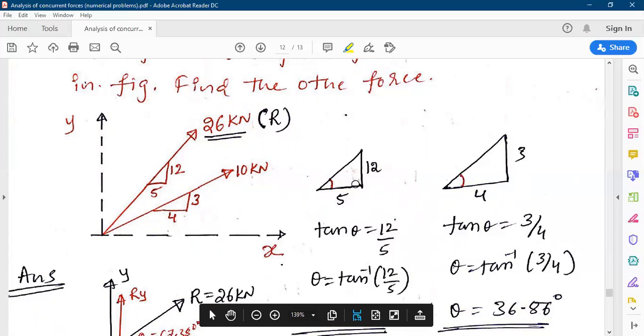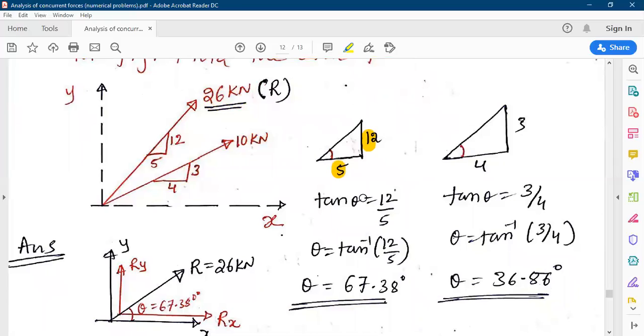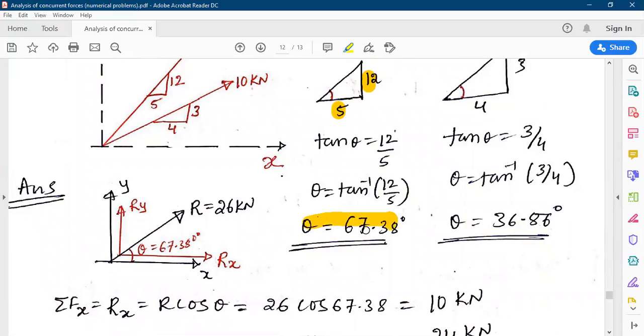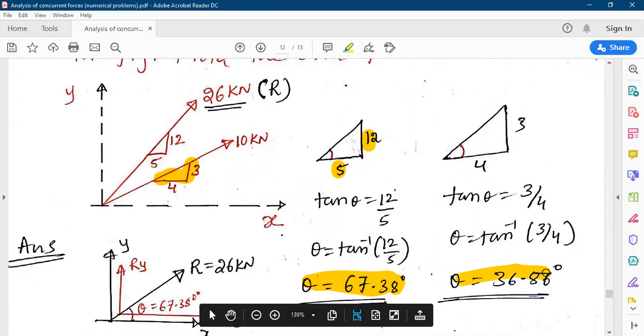So theta for the resultant force. You can get this triangle from the slope. Here this is the opposite side and this is the adjacent side. Tan theta is equal to opposite by adjacent. Theta is equal to tan inverse of 12 by 5. So we get theta as 67.38 degrees for the resultant force. Similarly, for the 10 kilonewton force, the slope is 3 by 4. So tan inverse of 3 by 4 is equal to 36.86 degrees, the angle of inclination for the 10 kilonewton force.